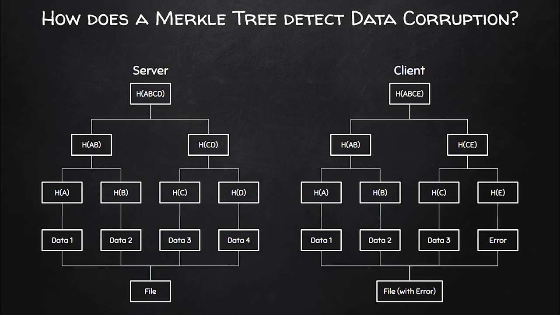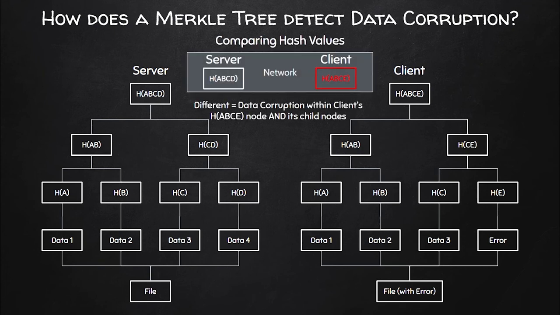Finally, at the root node, a hash value of ABCE is formed instead of a hash value ABCD, which is a mismatch between the client and the server. This means that somewhere down the tree, there was some error during the file download. In order to detect which data packet contains the error in the file, the hash value contained in the client's children nodes will be compared to the hash values contained in the server's corresponding nodes.